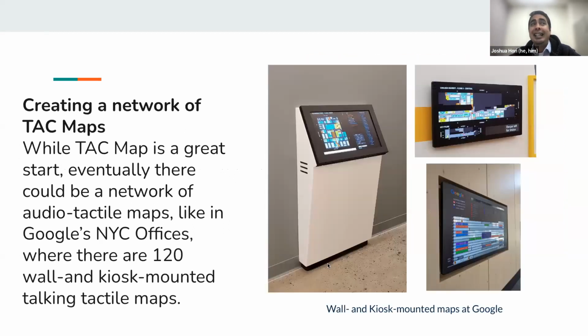There's also creating a network of TAC maps. There is the capability of adding these maps to different buildings with wayfinding inside of them. So we can basically bring this to different areas and different departments. I would love to get one for maybe the Death Star, because that can be so fun to navigate.